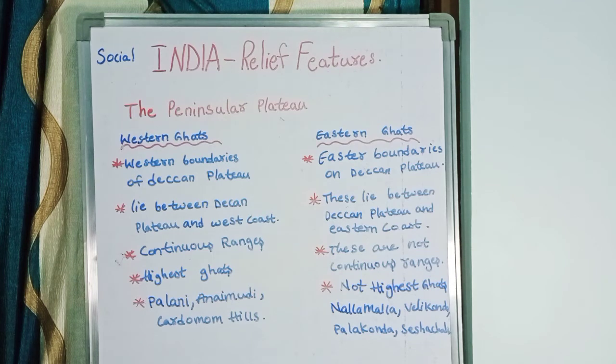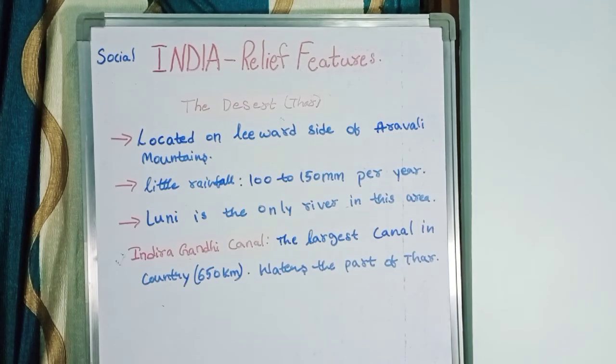The Western Ghats are continuous ranges, but Eastern Ghats are not continuous ranges. Western Ghats are the highest Ghats, but Eastern Ghats are not the highest. The examples of Western Ghats are Palani, Anaimudi and Cardamom Hills. The examples of Eastern Ghats are Nallamala, Velikondas, Palakondas, Sheshachalam.